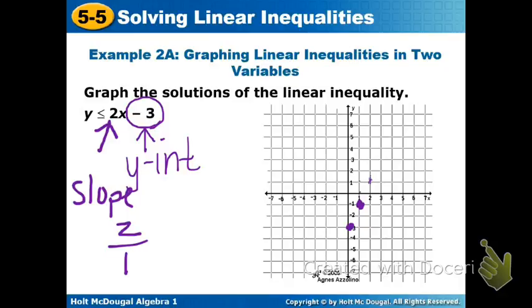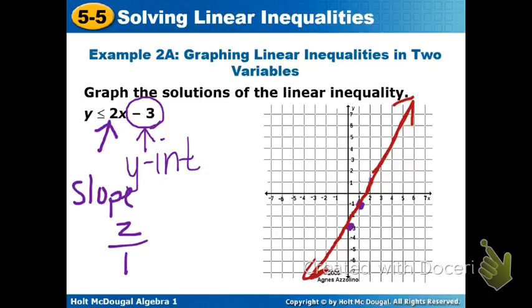Let me do this and let's see if we can get this connected. Alright, so there's my boundary line for this inequality. We're not done yet because we have to shade. So if the symbol is less than or equal to, do I shade on top of the line or below the line? Well, if it's less than, that means we shade below the line.